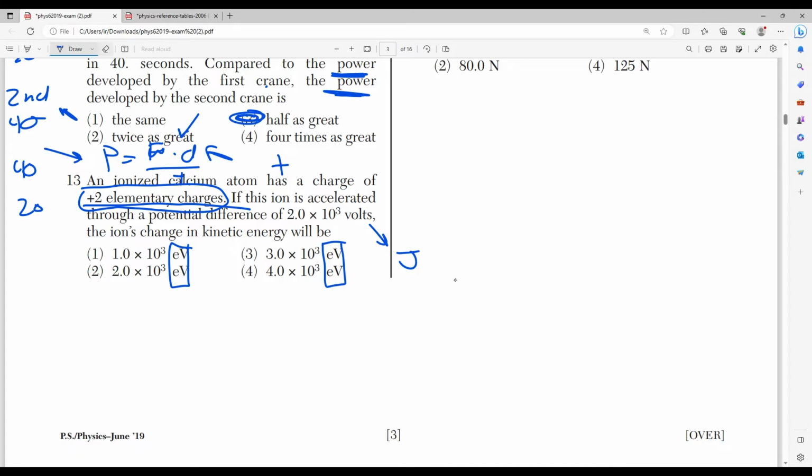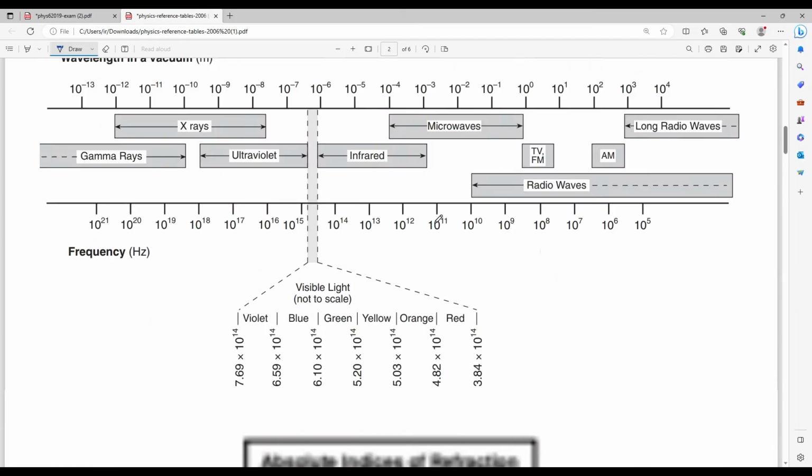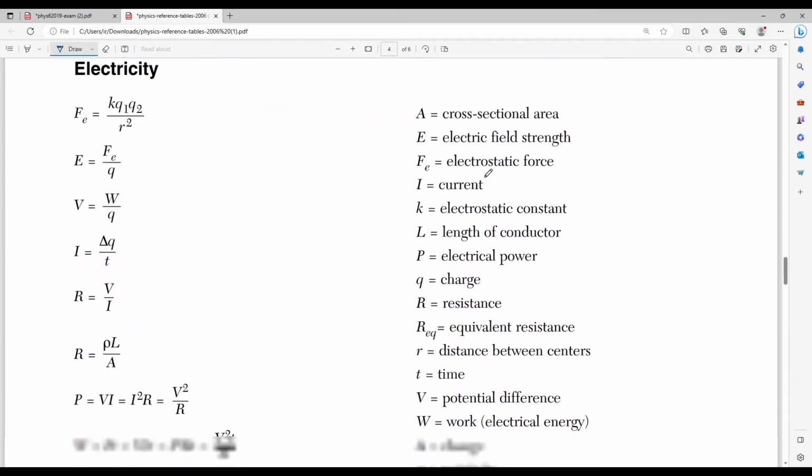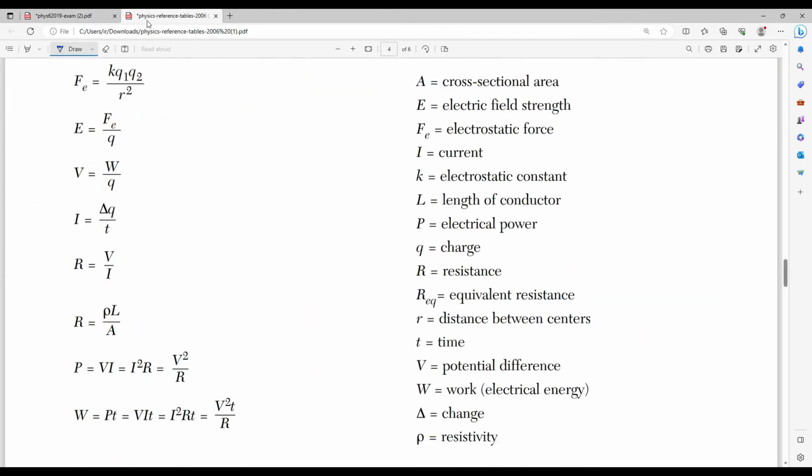Second thing, I'm just going to write down all the units that they gave me. So if it has a charge of +2 elementary charges, I'm given Q, just in a different unit. And I'm also given V, so what it's accelerated through a potential difference. So I'm going to go into my electricity reference table and see what has V, what has Q. Well, obviously, this has V, this has Q.